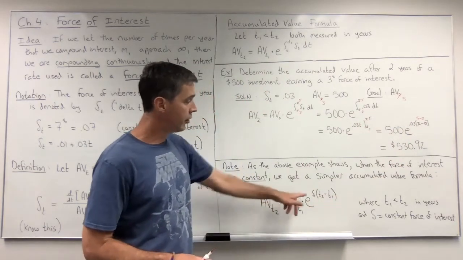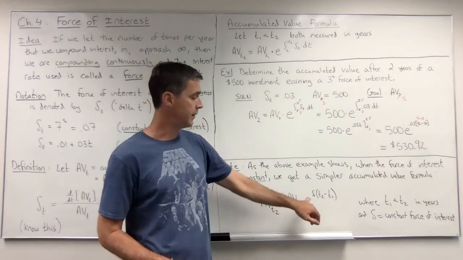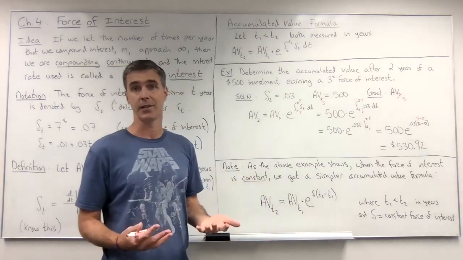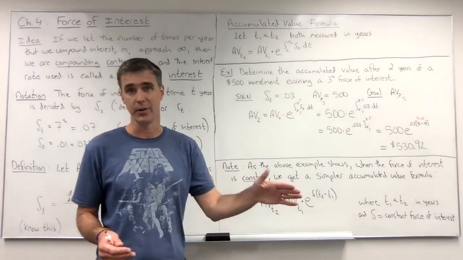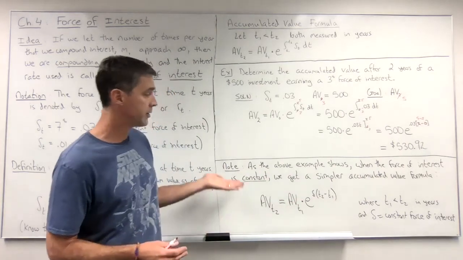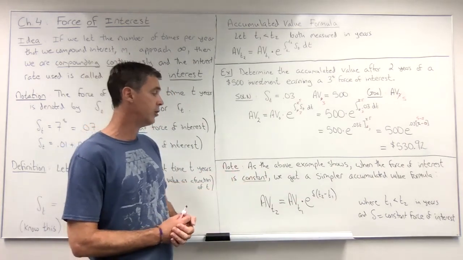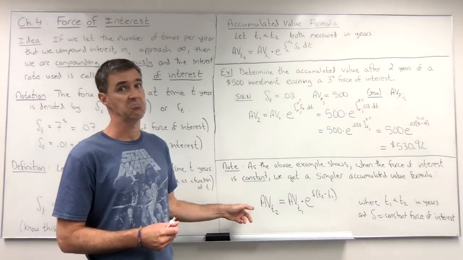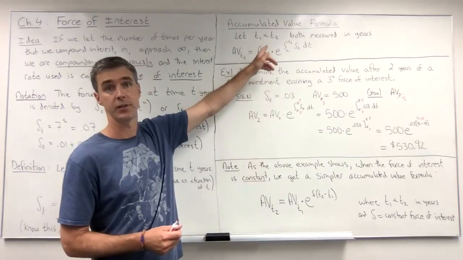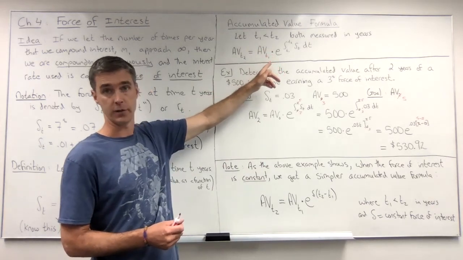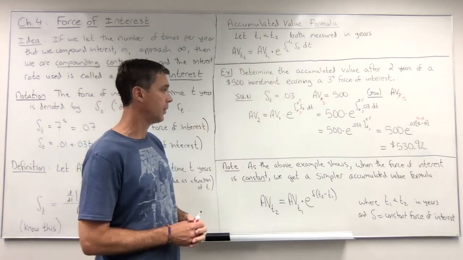All right, and you'll note I've dropped the sub t in the delta because if a force of interest is constant, it doesn't matter what the time is, it's always that number. So we just call it delta, all right? So here's a slightly simplified version if you have a constant force of interest. If you don't wish to memorize this, please don't. This works for all cases. Force of interest constant or the force of interest varying. All right, okay.